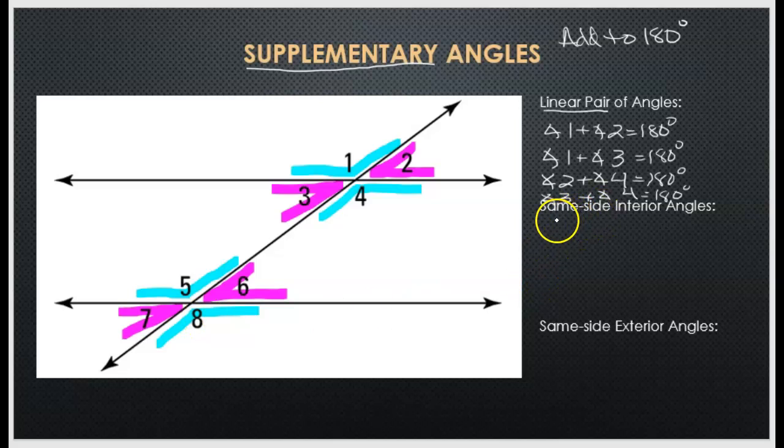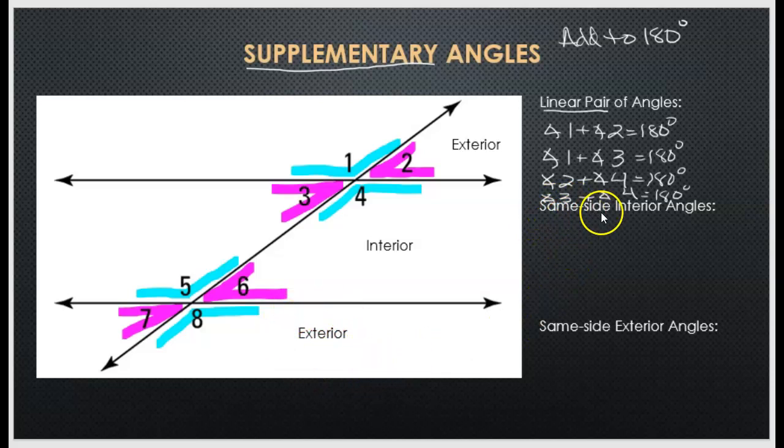Okay, now the other types of angles that we're going to see from this diagram are called same side interior angles. Again, we remember that interior is on the inside of the parallel lines. Exterior is on the outside of the parallel lines. Okay, and we've put those words in there for you so you can see that again, the interior is the inside. The exterior is going to be the outside of those parallel lines.